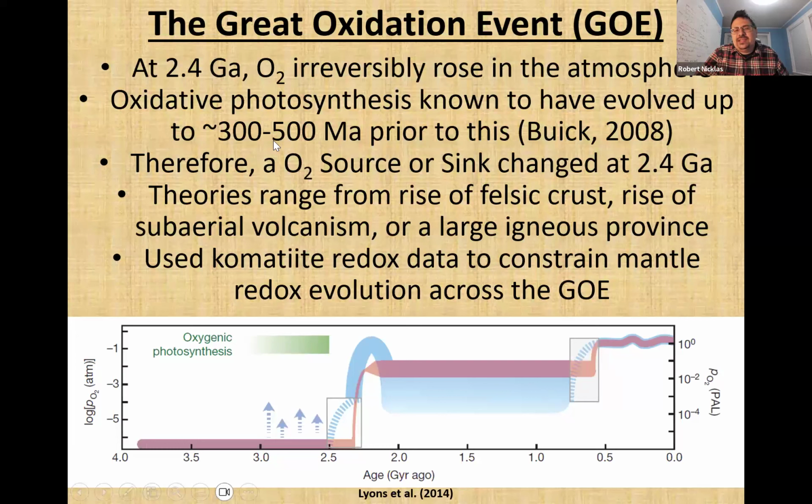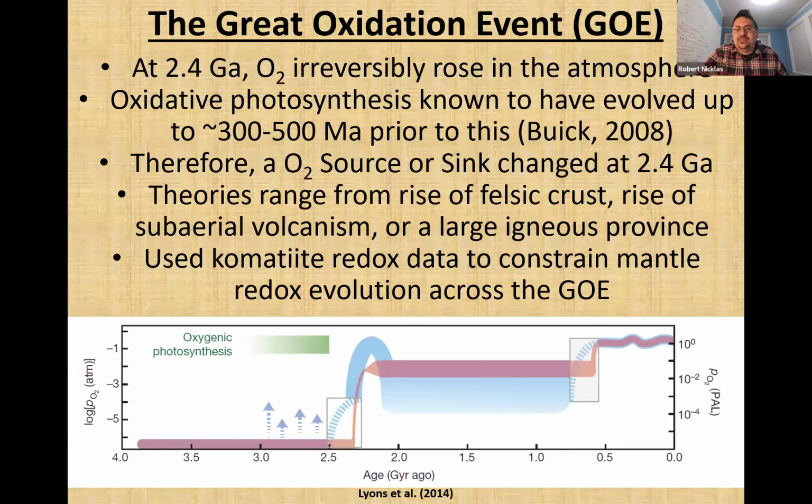It's become increasingly clear that oxygenic photosynthesis evolved 300 to 500 million years prior to this. So this was not a biological innovation alone. A biological innovation was required, but it was not only a biological innovation. Some other O2 source or sink changed rather dramatically. We reached a tipping point around 2.4 billion years ago. There's a wide variety of theories for what caused this.